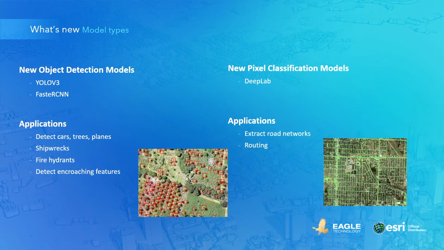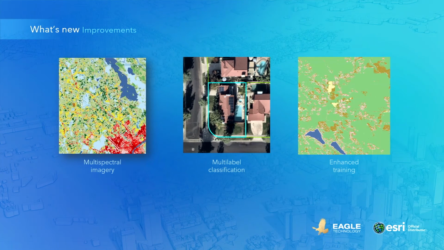New model types have been added. Two for object detection that are known to provide high accuracy results, and one for pixel classification that works really well in scenarios like road extraction. In addition to new models, support is added for training and inferencing using multispectral imagery. Instead of using just the RGB bands, you can now use other bands as well. This is, for instance, important when working on land cover classification.